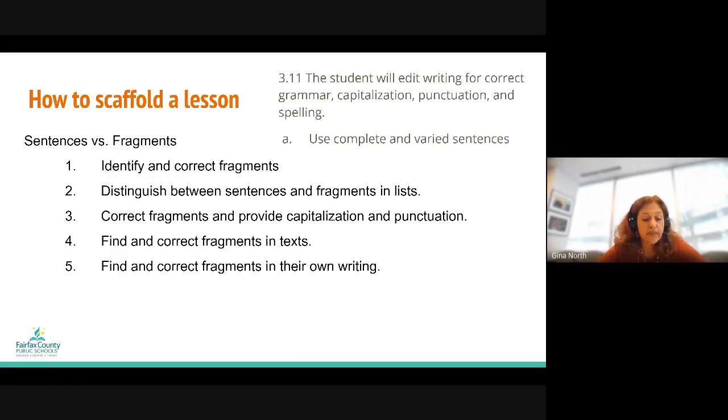Now that you have taught the parts of a sentence and how to write a simple sentence, you would move on to looking at the difference between sentences and fragments. The steps listed here are the scaffolded steps to working the student up to editing their own writing and using complete sentences. So you would start by identifying and correcting fragments, moving on to having the students distinguish between a sentence and a fragment in a list, then have them correct fragments and provide capitalization and punctuation. Then expand it from lists to texts, having the students find and correct fragments within larger pieces. And then they would find and correct fragments in their own writing.